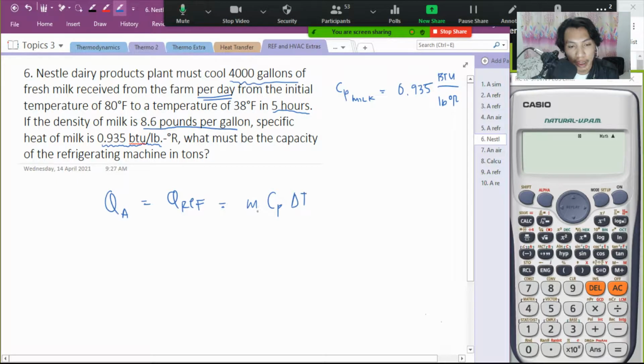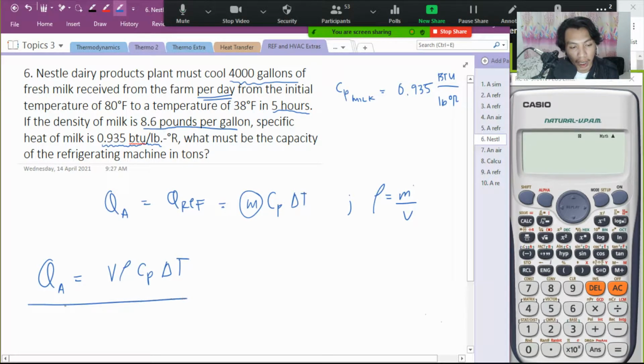So this is the mass of milk. But we were not given the mass. What was given to you is the volume. Recall that density is equal to mass over volume. You were given the volume and also the density, so you can get the mass. Therefore, QA is equal to volume times density times CP times delta T. We have used this formula many times already. Then we can now solve.